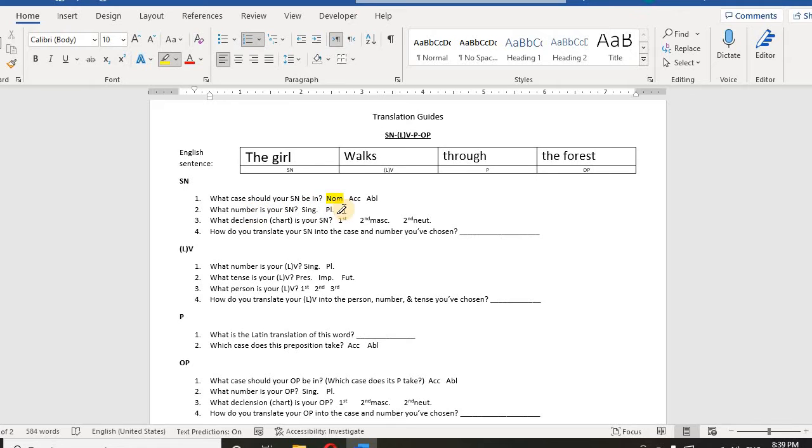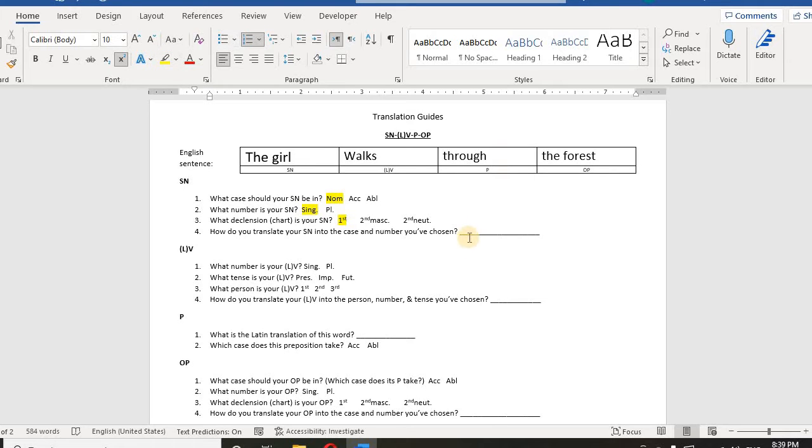Second question, what number is my subject noun? So I need to look at my English sentence and decide if I want that to be singular or plural. Well, I wrote just one girl, so that means it needs to be singular. Now, the Latin word for girl, what declension chart does that come from? So the word for girl is puella. So is that a first declension ending, a second declension masculine, or a second declension neuter? Well, if it ends in A, that's our first declension endings. So we do need to know what chart the noun comes from, but you can know that just by your endings.